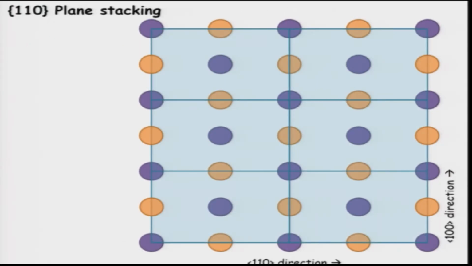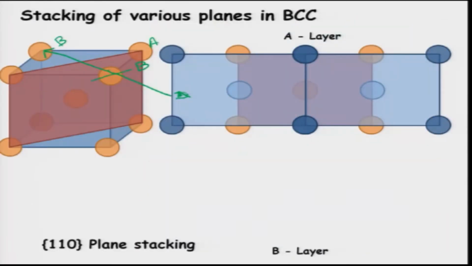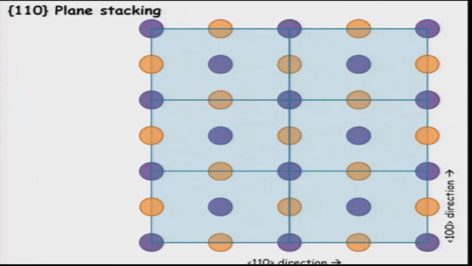Now, here again I have drawn the 110 plane layers, taking what I drew over here and drawing a lot more atoms. If you look carefully, this is a 110 direction, this is the base of the 110 direction, and this is along the 100 direction. Over here again, the bluish atoms are forming the B layer and the reddish atoms are forming the A layer.